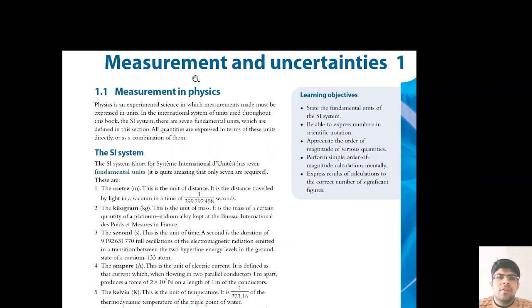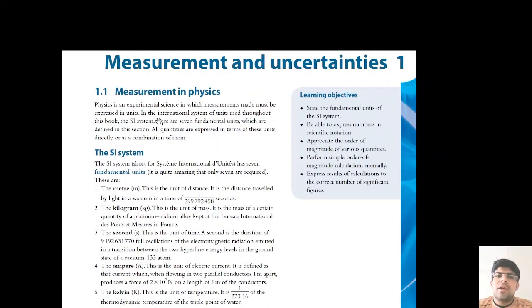To read chapter 1, measurement and uncertainties. So unit 1.1, measurement in physics. Physics is an experimental science in which measurements made must be expressed in units. So what is physics? Physics is just the experimental science that we can do practically, where we can imagine physical things and do experiments.